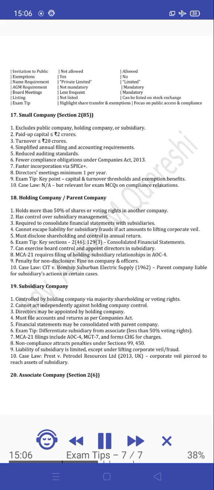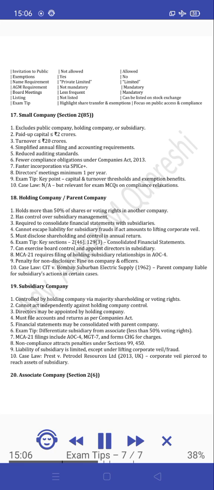Limited. AGM requirement. Not mandatory. Mandatory. Board meetings. Less frequent. Mandatory. Listing. Not listed. Can be listed on stock exchange. Exam tip. Highlight share transfer and exemptions. Focus on public access and compliance.